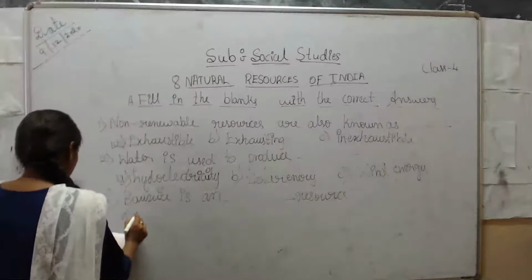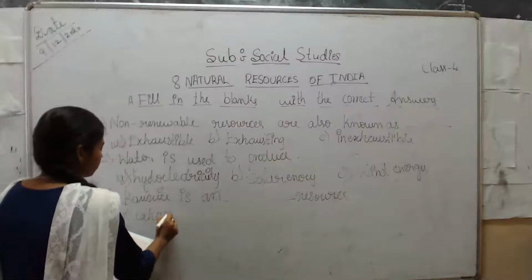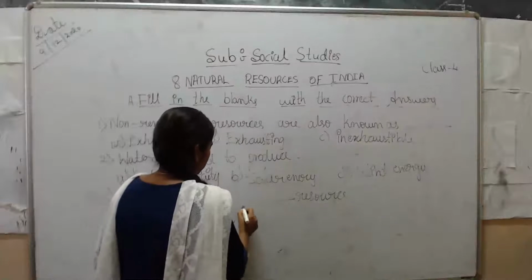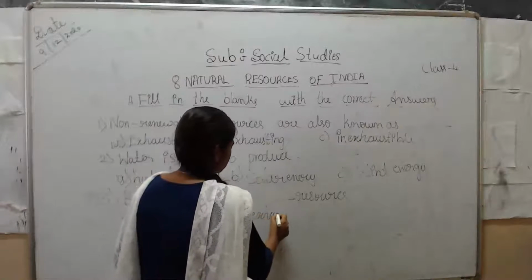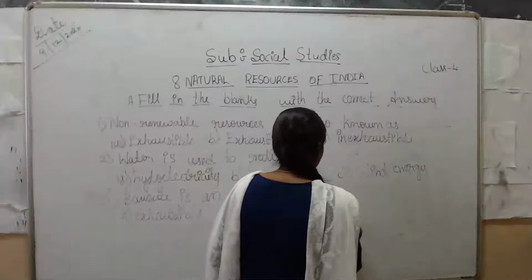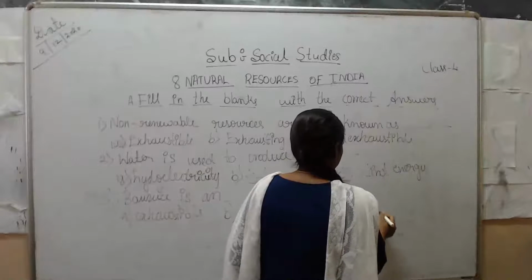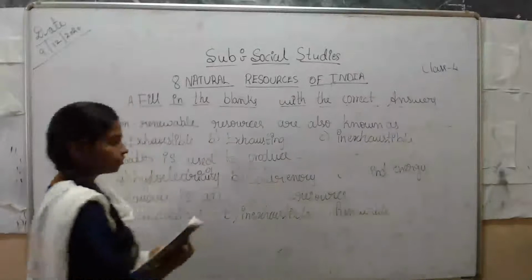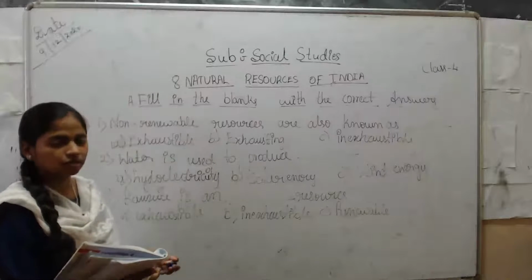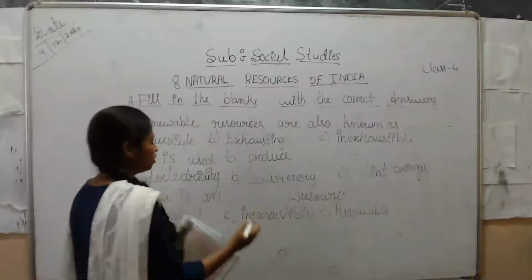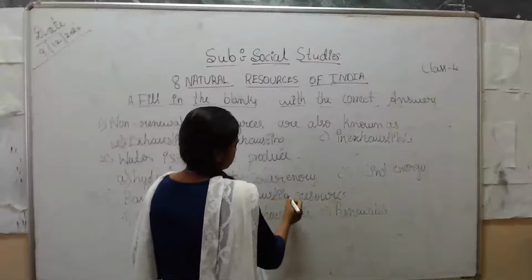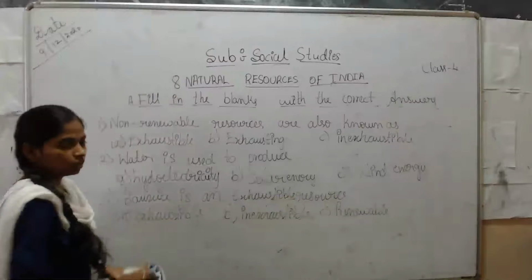Option A, exhaustible. Option B, inexhaustible. Option C, renewable. Which is the right answer? For the third one, bauxite is a dash resource. What kind of resource is it? It is an exhaustible resource. So option A is the right answer for the third question.